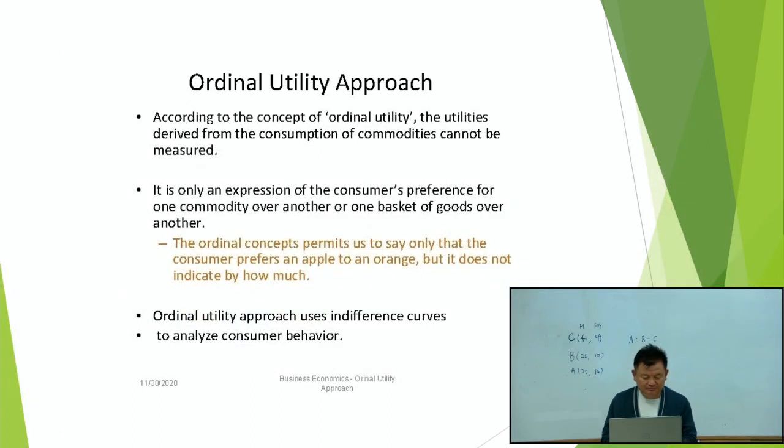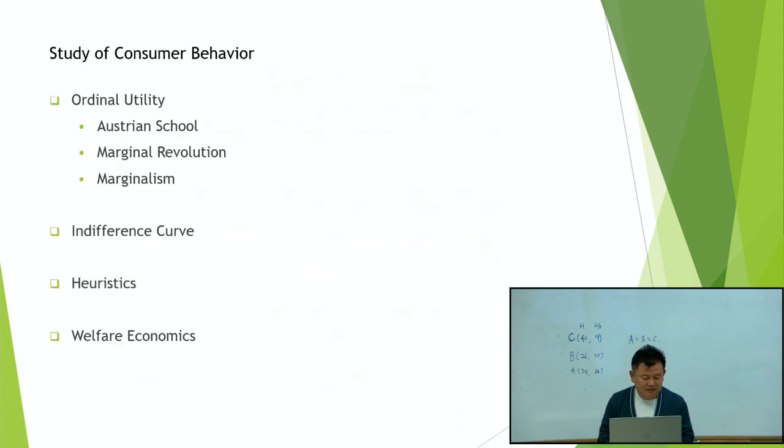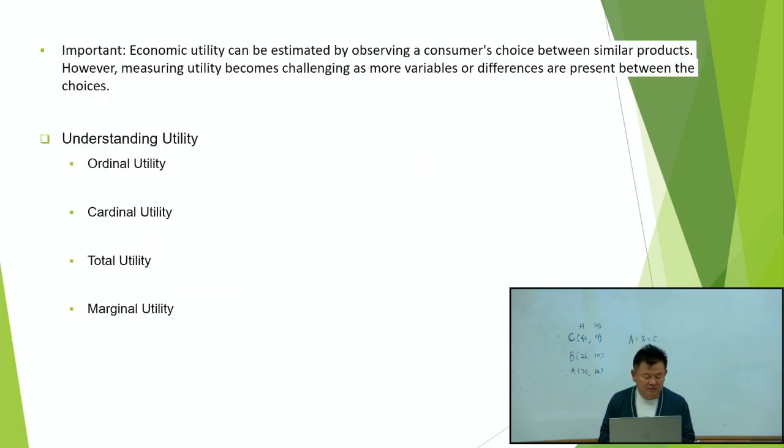So the ordinal utility approach uses indifference curves to analyze consumer behavior. How do we use these indifference curves? We can use them for consumer behavior. If the consumer chooses A or B or C, it doesn't matter. It is the very same satisfaction, the same utility. Okay. This is ordinal utility.